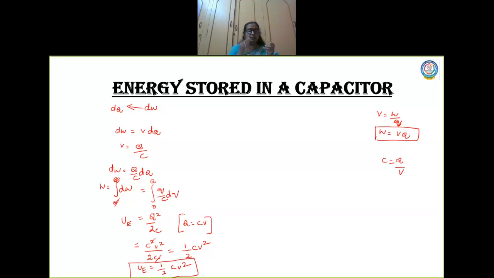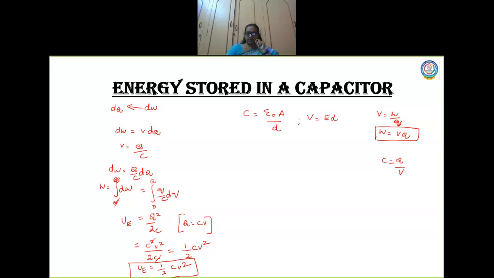But we say that energy is stored, and I wanted to know where the energy is stored. To find out where the energy is stored, I will take the equation for capacitance, C is equal to epsilon naught A by D. This is what we discussed yesterday, the capacitance of a parallel plate capacitor. I will take this equation and also the equation for potential, V is equal to E into D.